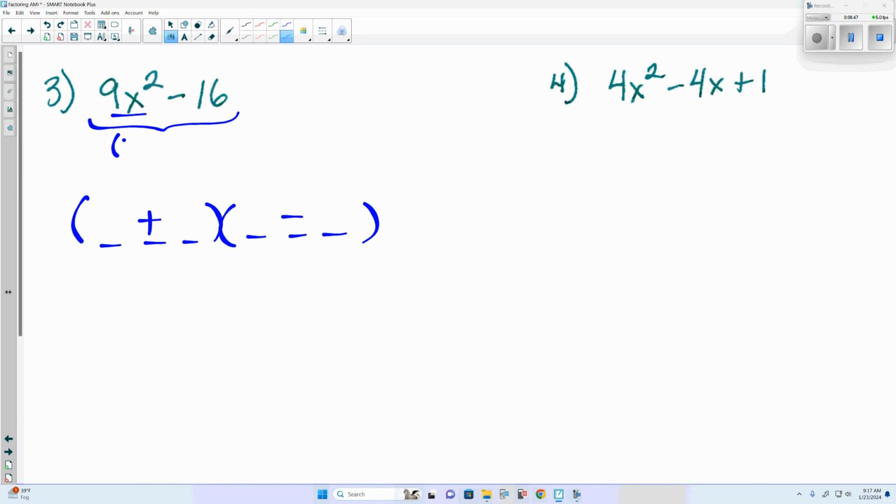As we said, 9x squared, that's 3x times 3x, or 3x squared. So in the first spots, we would have 3x and 3x. Our perfect square term for 16 is 4 and 4. So it'd be 3x plus 4 and 3x minus 4. Now we do write the 3x squared minus 4 squared as a way to know what numbers or terms we put in each spot.